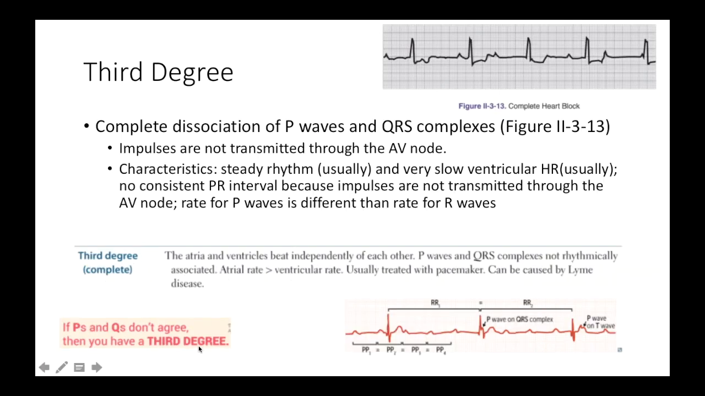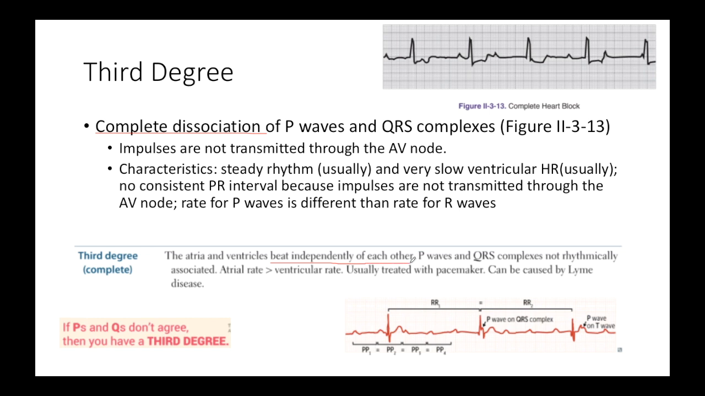And last we have third degree, where there is a complete dissociation of P waves and QRS complexes, impulses not being transmitted through the AV node. What this basically means is that the atria and the ventricles are not interacting with each other. They beat independently of one another.